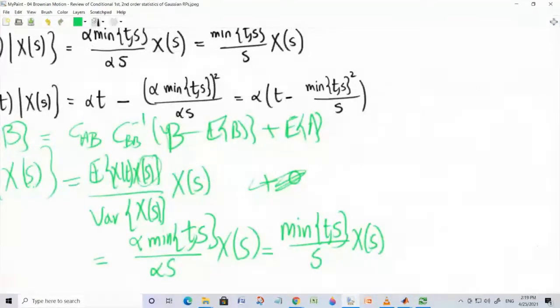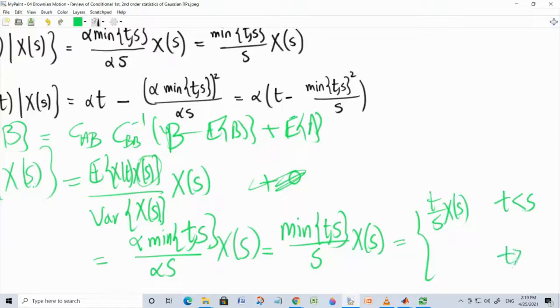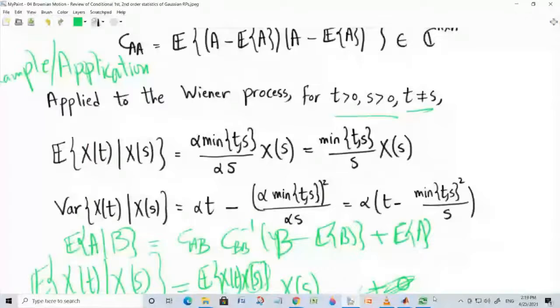Okay, and this is enough, but if you want to say that basically if t is less than s, this will be t over s x of s, and if t is greater than s, then basically this minimum will be s, and s will go with s, and so this will be x of s, like this. So that's an example of a problem in which you need to do this conditional thing, x of t given x of s, for a Wiener process.